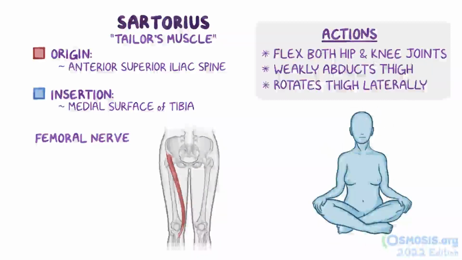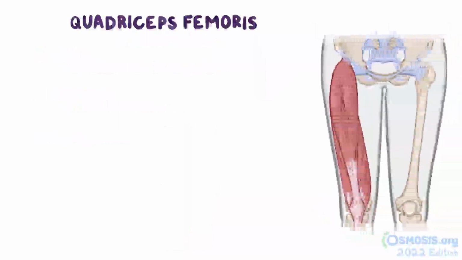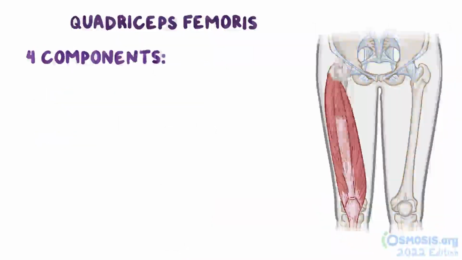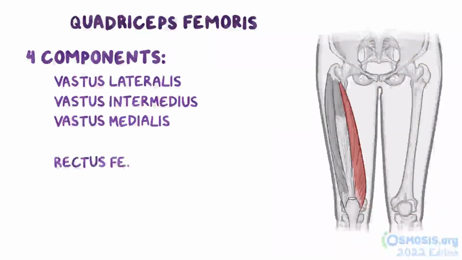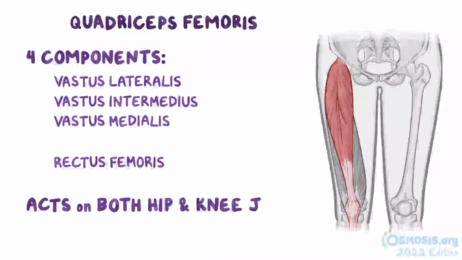Okay, now when it comes to extensors of the knee, we're actually only talking about the quadriceps femoris muscle, which, in turn, has four components. The three vasti muscles, vastus lateralis, vastus intermedius, and vastus medialis, so named by their position around the femoral shaft, and the rectus femoris. Together, the four components form the largest and one of the most powerful muscles of the body, which acts on both the hip and knee joint.